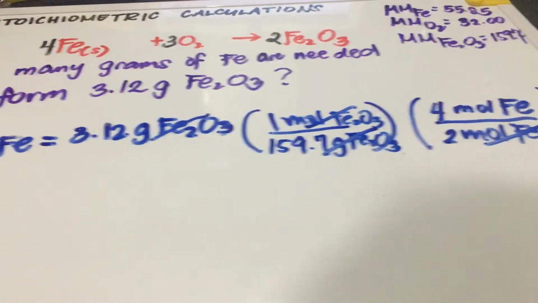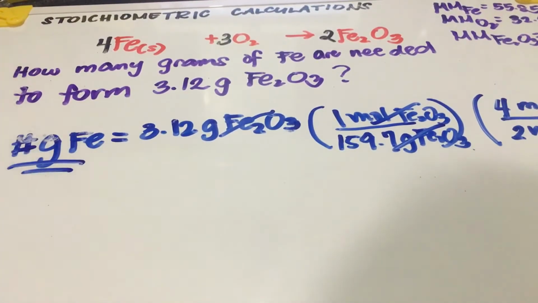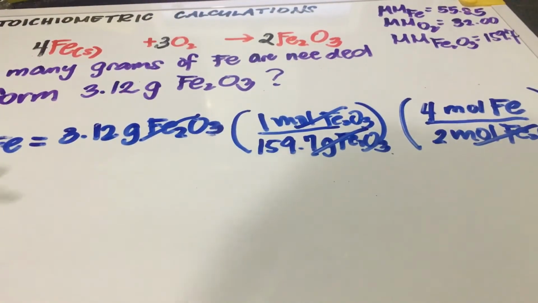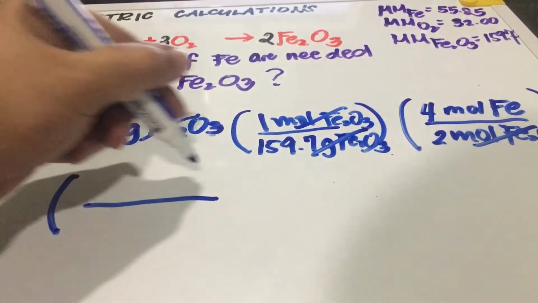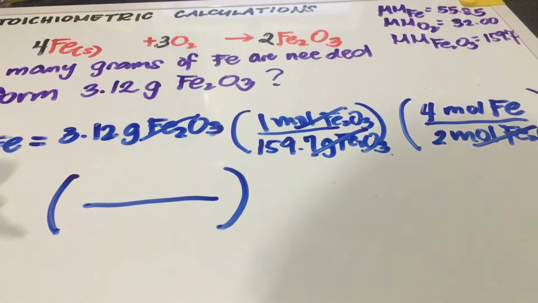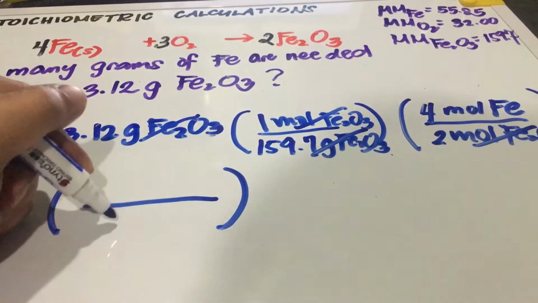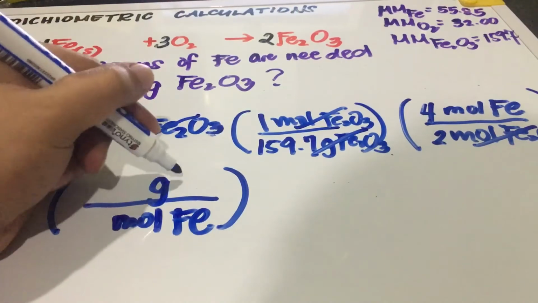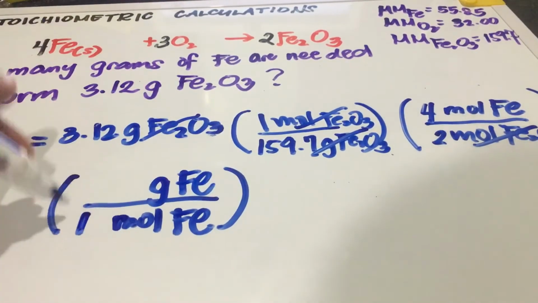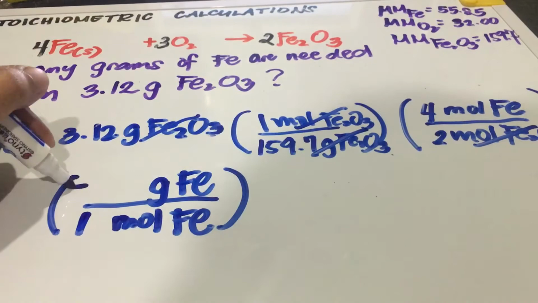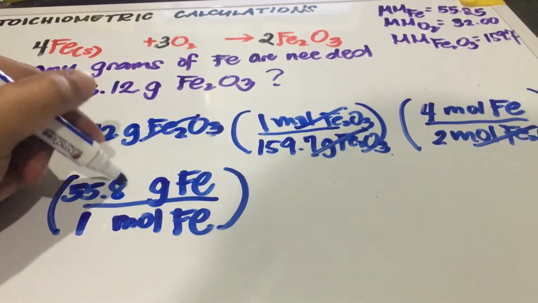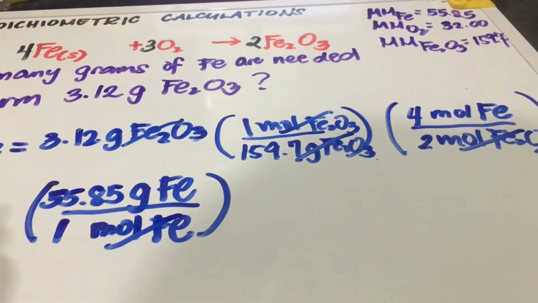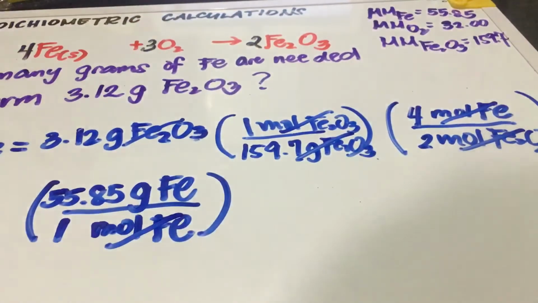Since we want the grams of Fe, we must convert moles of Fe into grams of Fe. And how do we do that? We add another conversion factor such that we cancel moles of Fe and end up with the unit of grams of Fe. This is practically your molar mass of iron, 55.85 grams. So we cancel moles of Fe here and there.